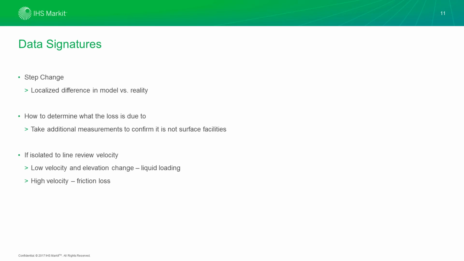We can look at the velocity within the pipeline and see if we have a very low velocity. If the velocity is low, that will likely be a hydrostatically dominated effect, and we look for an elevation change in the system and evaluate the potential of liquid loading or liquid accumulation in those low spots. If it is a very high velocity, then we're going to start looking at everything that could affect the frictional pressure loss component.